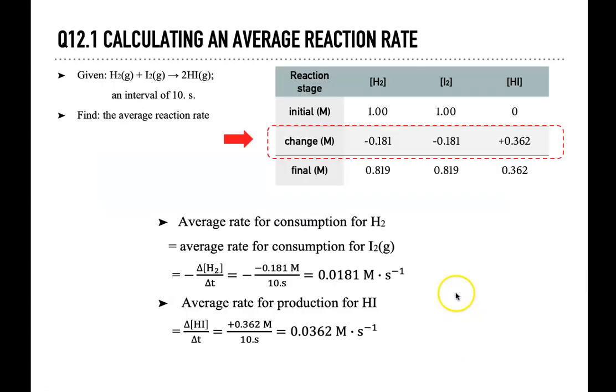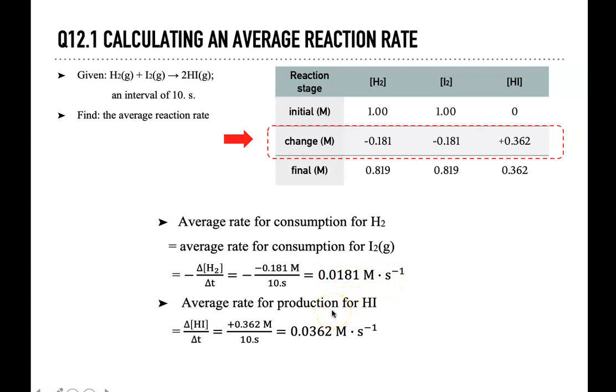Now let's represent the average rate of consumption for each reactant and product. We are focusing on change. So the rate is the change in concentration over a given amount of time. The average rate of consumption for hydrogen gas is the same as for iodine gas because it is a 1-to-1 ratio. They are all the same: negative change in concentration over time. The change is negative 0.181 molarity over 10 seconds. So the final is 0.0181 molarity per second.